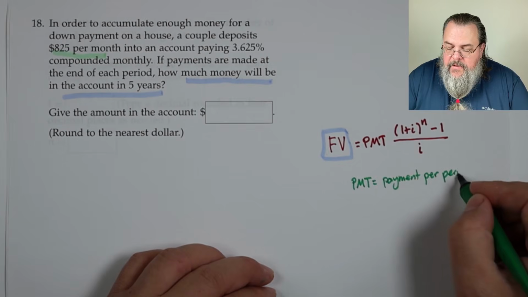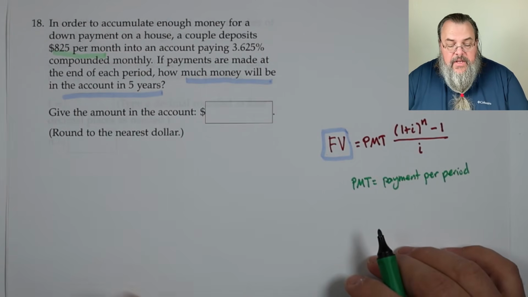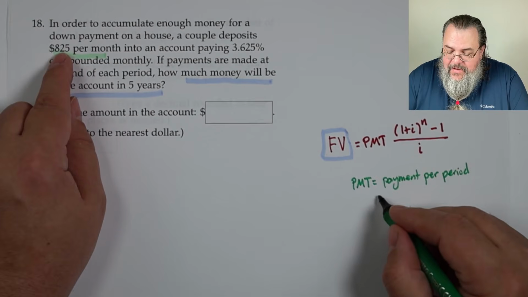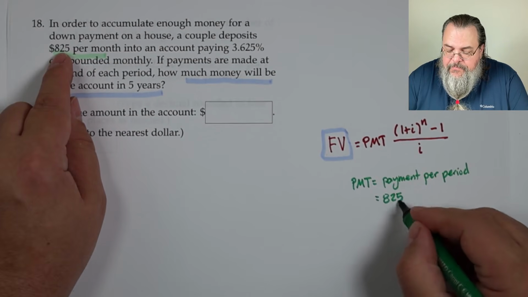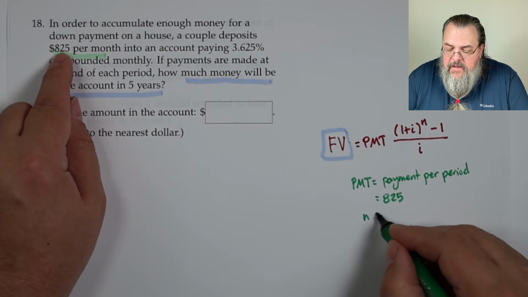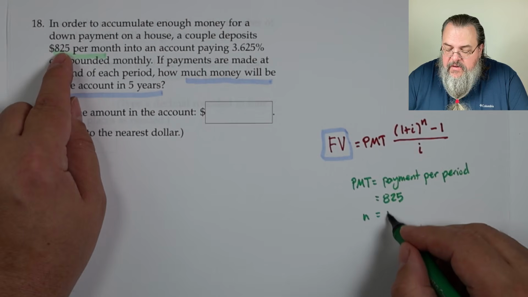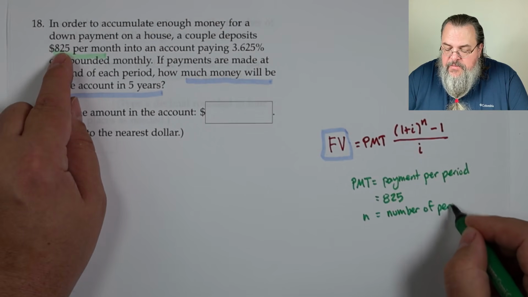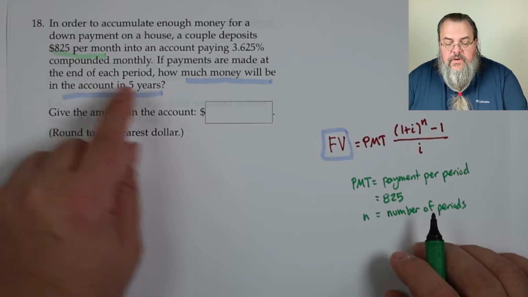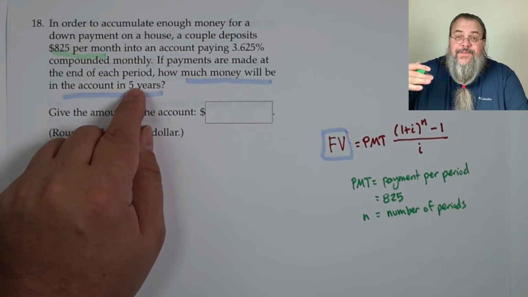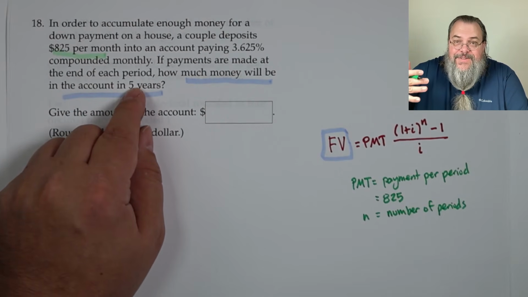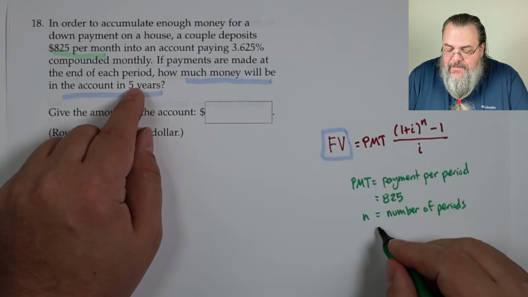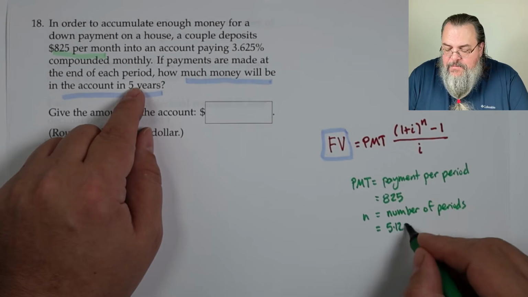Now, for us, what does that turn out to be? $825 per month. So this is $825. And this is the number of periods. Now, we're doing things in terms of months, so it's not 5, because 5 years is not 5 months, right? So 5 years, 12 months per year. For us, it's 5 times 12, which is 60.